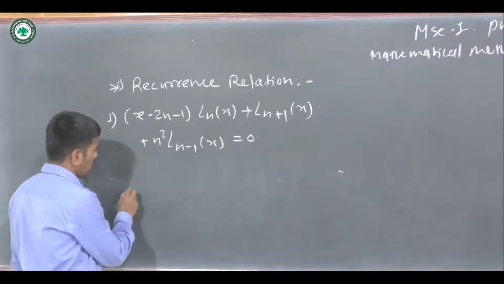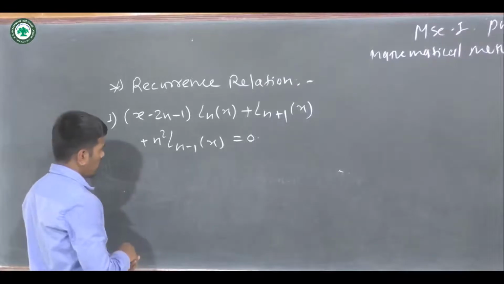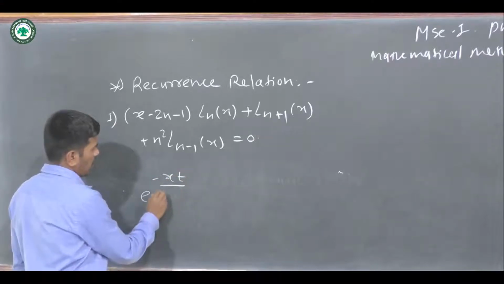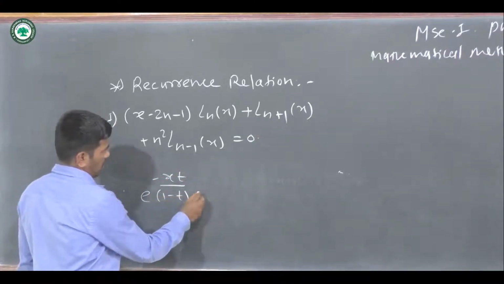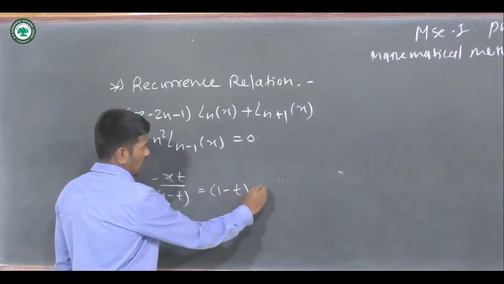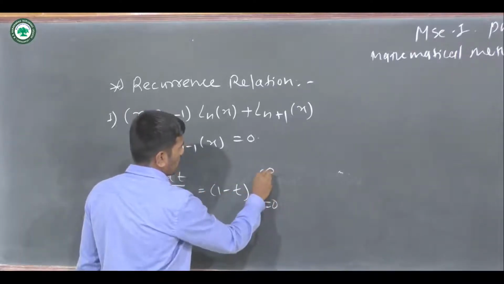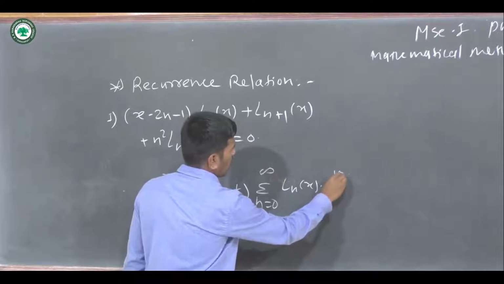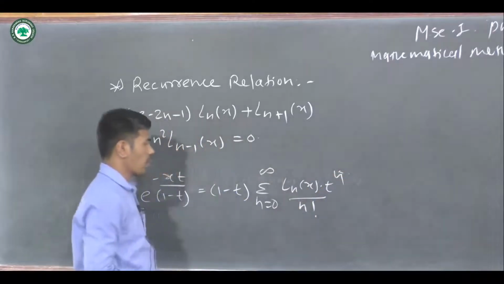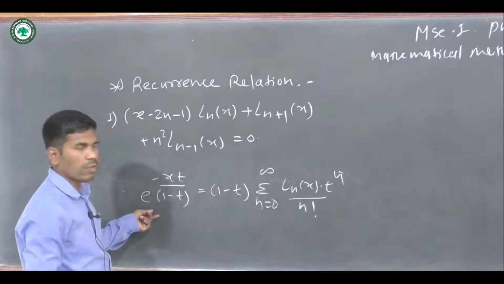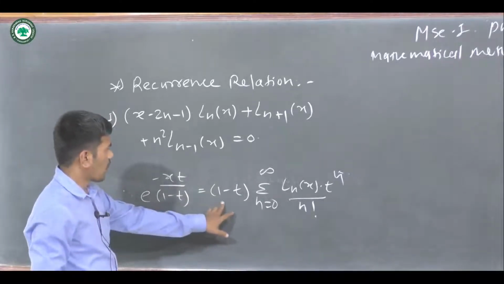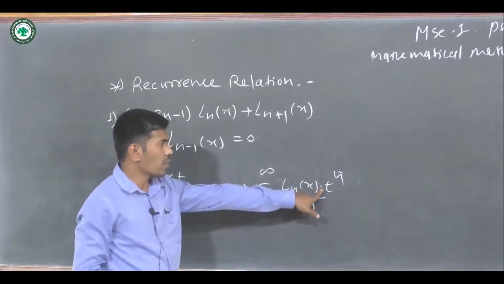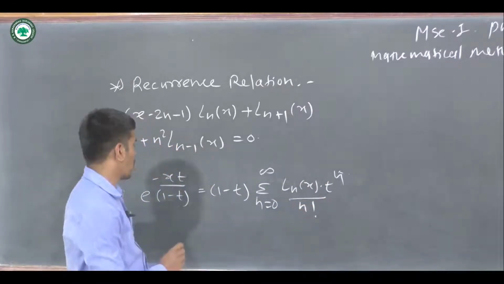The generating function of the Laguerre polynomial is e^(−xt/(1−t)) divided by (1−t), which is equal to the summation over n from 0 to infinity of Ln(x) t^n divided by n factorial. So this is the generating function of the Laguerre polynomials, and Ln(x) is the coefficient of t^n by n factorial.